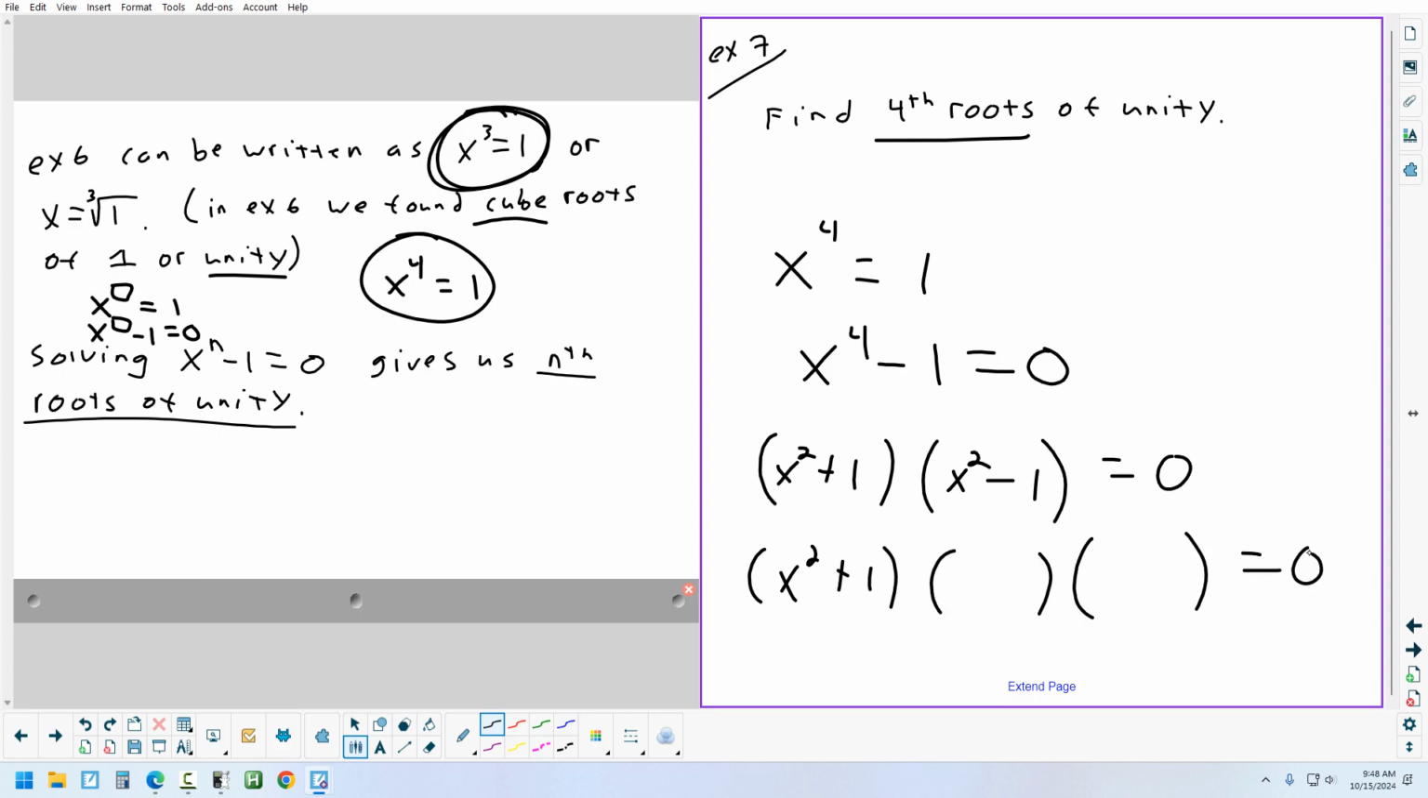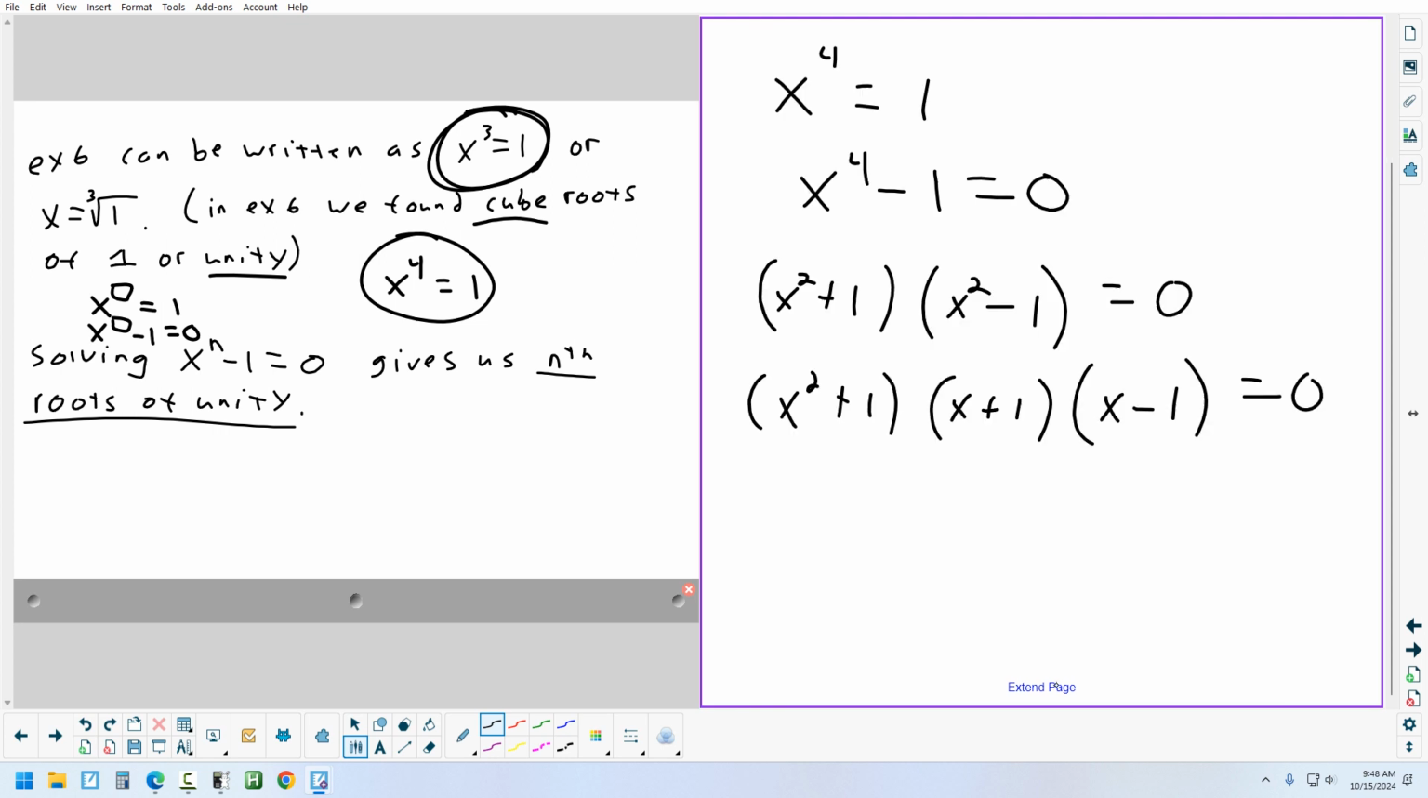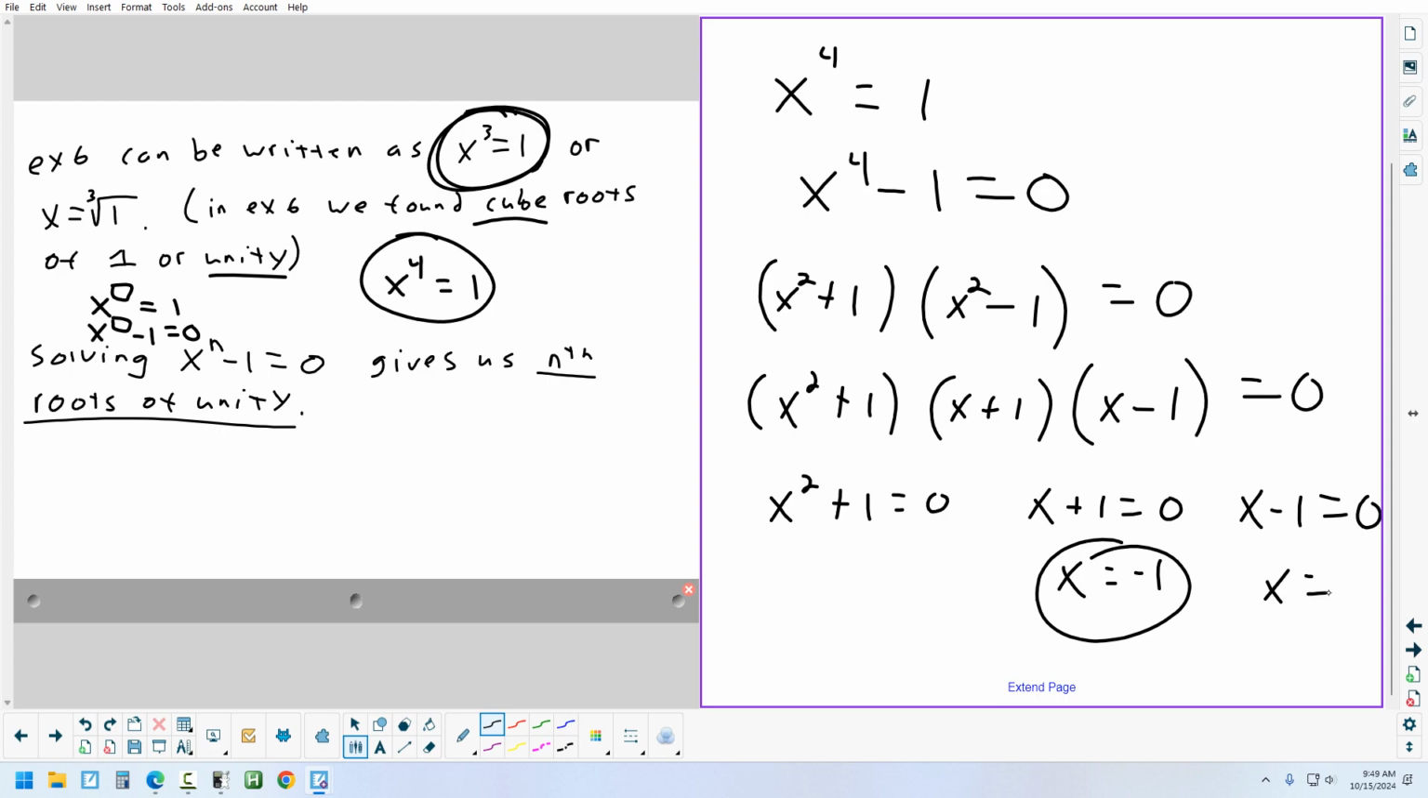How does x squared minus 1 factor? Yeah? x plus 1, x minus 1. Perfect. And now set all of those equal to 0, and there's your answers. So we get x squared plus 1 equals 0, x plus 1 equals 0, x minus 1 equals 0. Okay. Here we're going to get negative 1. Here we get positive 1.